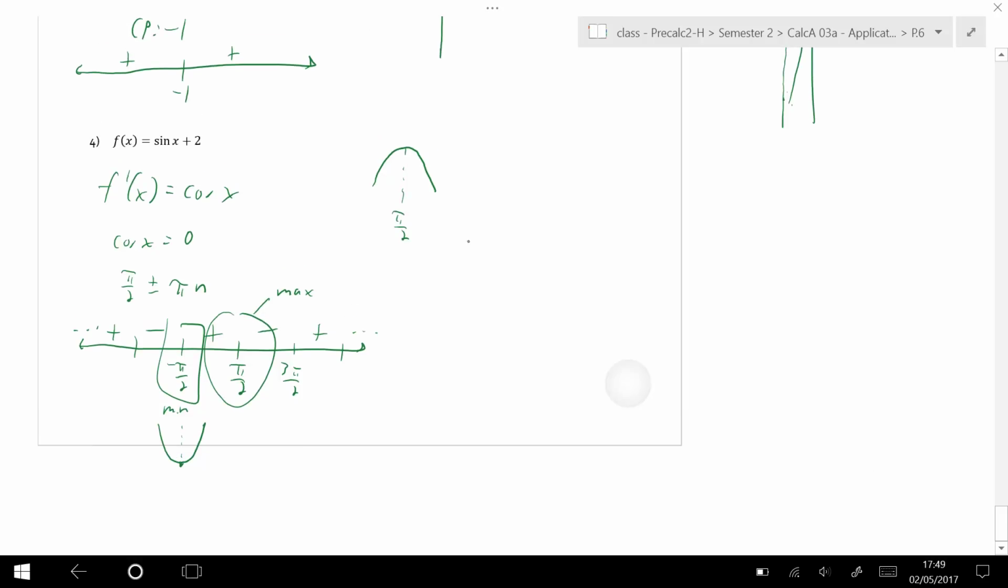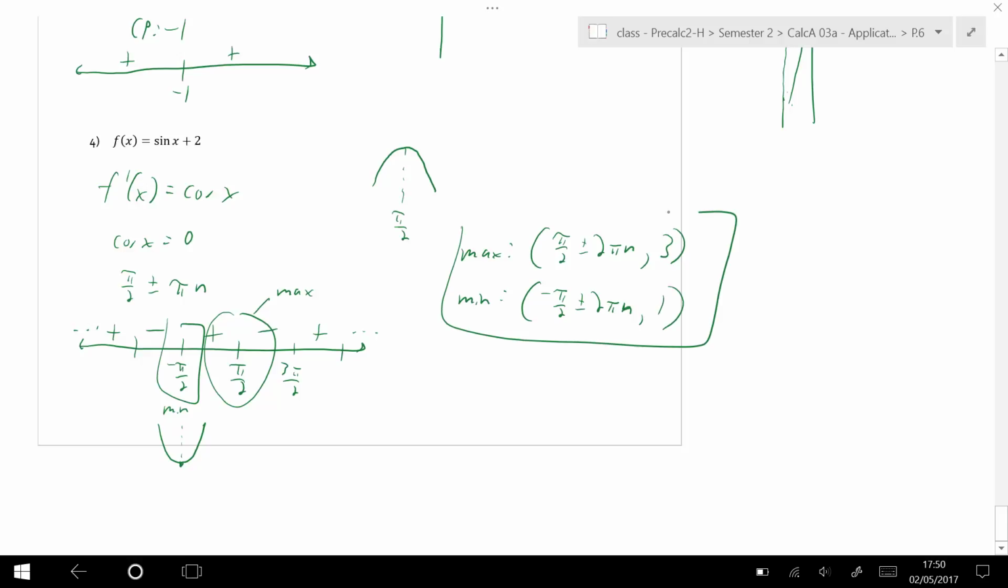So if I translate that, my maxes are all occurring at pi over 2, and it's not plus or minus pi times n, it's plus or minus 2 pi times n. And my max value is the max value of sine, which is 1, and 1 plus 2 is 3. And my mins occur on the opposite ones. So I could do negative pi over 2 plus or minus 2 pi times some constant n. And that's going to be a value of negative 1 plus 2, which is 1.